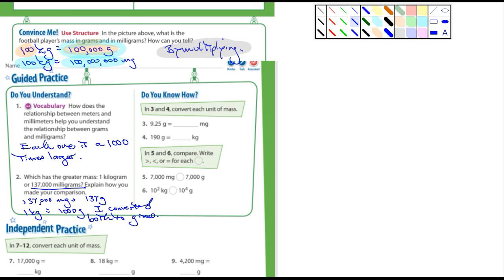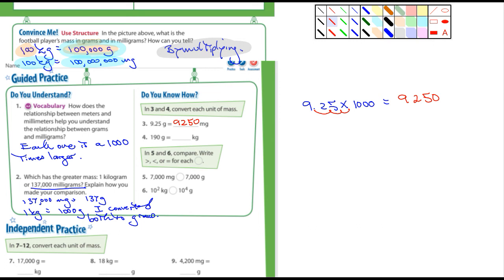Well, we're going to multiply that by 1,000. We're going from larger to smaller. 9.25 times 1,000. We're going to be moving the decimal in how many places? We're making it larger. We're going to move it 3 places. 1, 2, 3. Looks like we're going to add a 0. So it becomes 9,250. So 9.25 grams is equal to 9,250 milligrams.